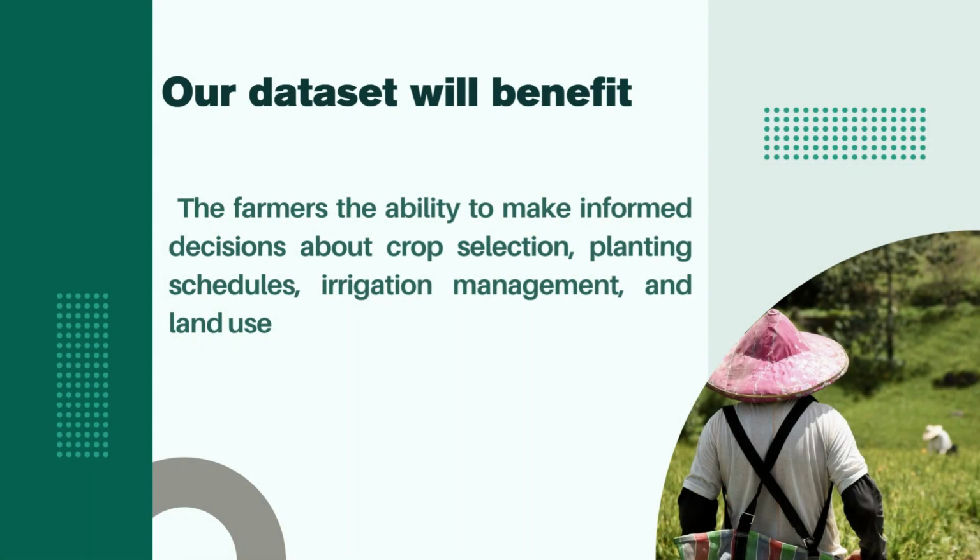So this project recognizes the valuable role farmers play as stewards of food security. Through actionable insight derived from rainfall and landmass data, the dataset offers farmers the ability to make informed decisions about crop selection, planting schedules, irrigation management, and land use. This insight can help farmers not only increase their productivity, but also enhance their resilience to climatic challenges.